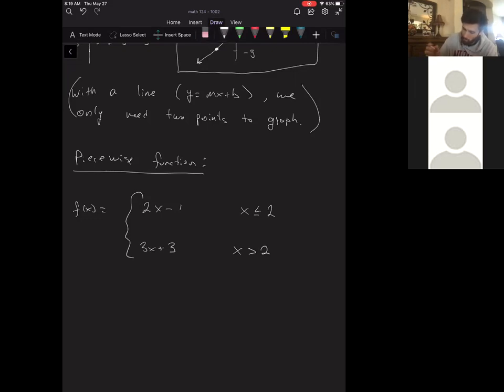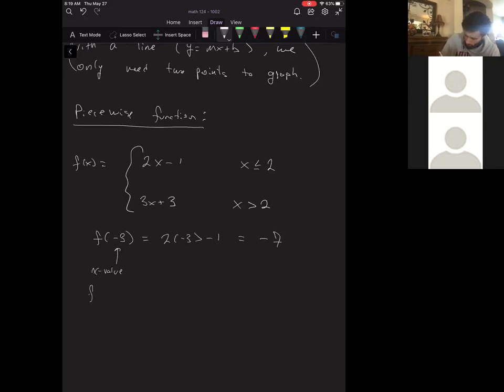So let's just give a couple examples here. Say we want to find the value of f of minus 3. Well, this is the x value we're plugging in here. So we have to look: is minus 3 included in this section or in this section? Well, minus 3 is less than 2, so it's going to be included in the top section. So we're going to use the top equation for this one. So f of minus 3 is going to equal 2 times minus 3 minus 1, which is minus 7.